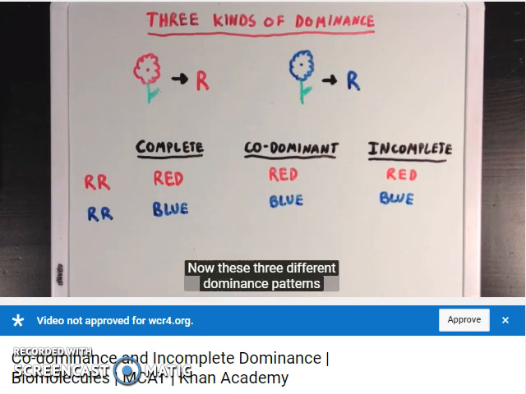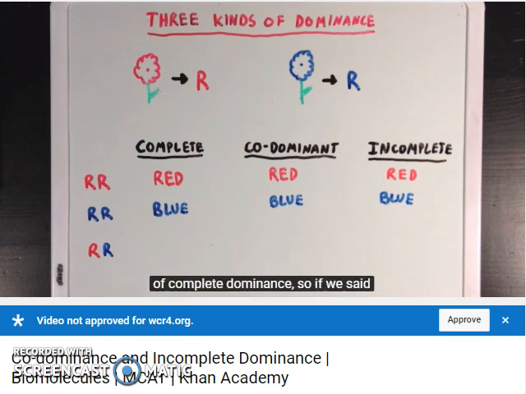Now these three different dominance patterns change when we look at the heterozygous example, and that's what makes these three patterns different. We're already familiar with the example of complete dominance. If we said that the red R is dominant over the blue R, then this would make the heterozygous phenotype a red flower for complete dominance.